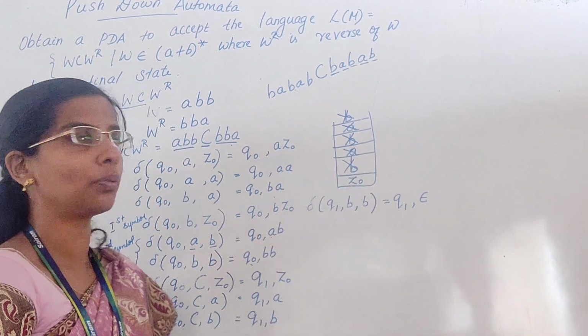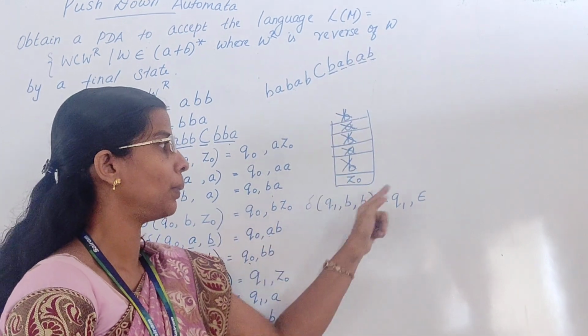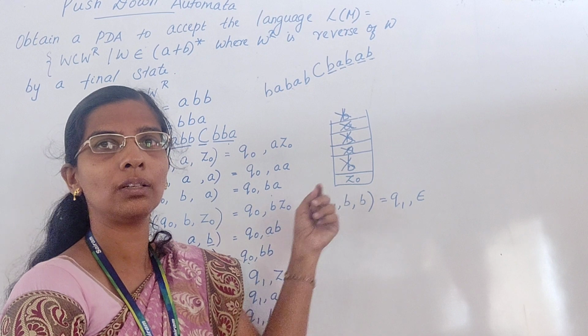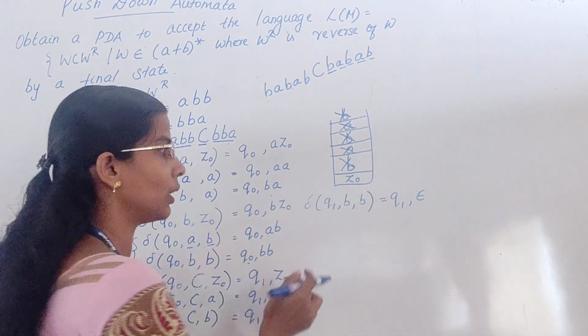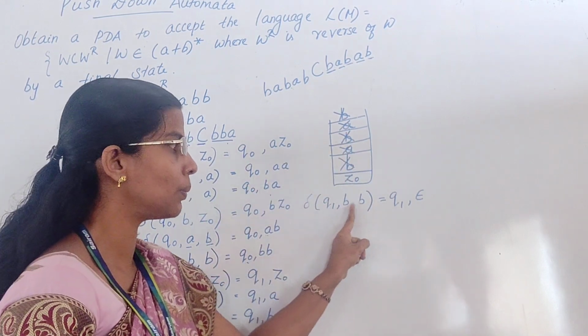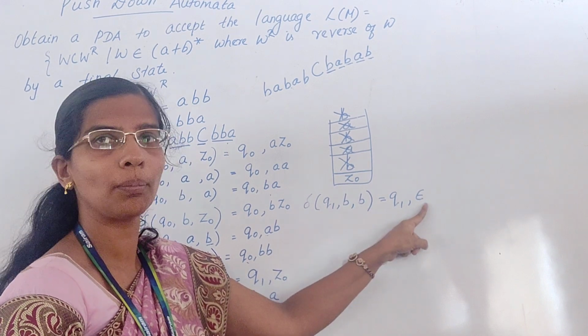At one point of time, you will not have any more input symbol and your stack becomes empty. How do you know the stack becomes empty? I have this Z naught. Z naught indicates my stack is empty. So how are we popping? Input symbol and stack top should be the same. In that case, I can pop.